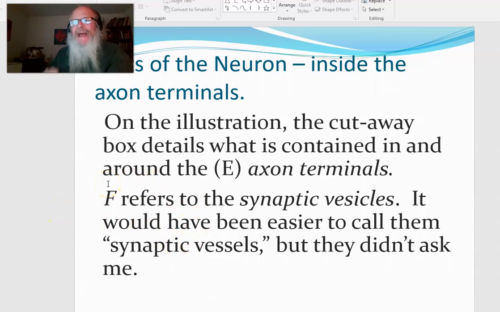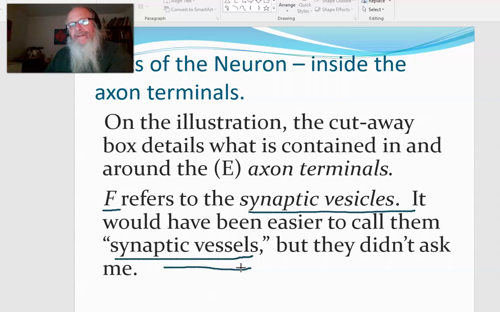Those spherical packets that are hanging out in the axon terminals are called synaptic vesicles. On our handout, they're the blank F. Again, this references the fact that we're using vocabulary that I think is unnecessarily complicated. It would have been easier to call these spherical packets synaptic vessels, but they didn't ask me 100 years ago when they were finally getting microscopes with enough power to be able to look and see how these things were made.